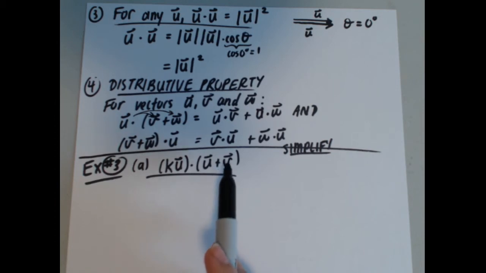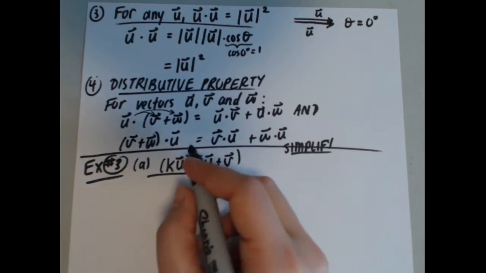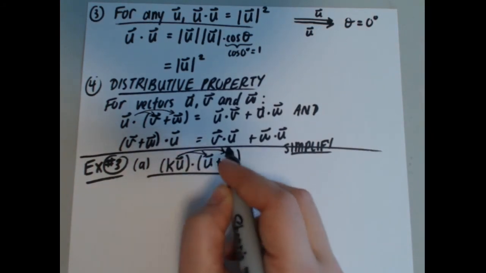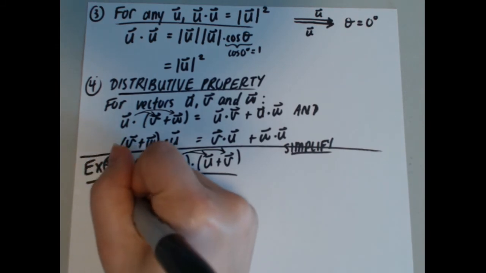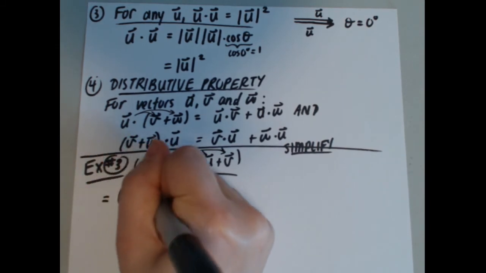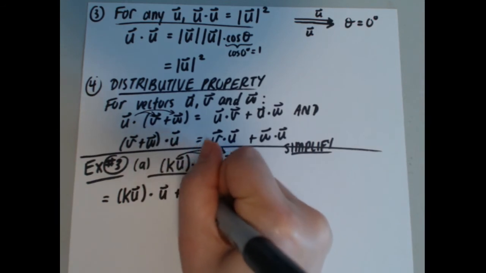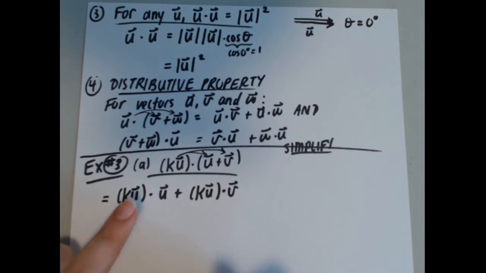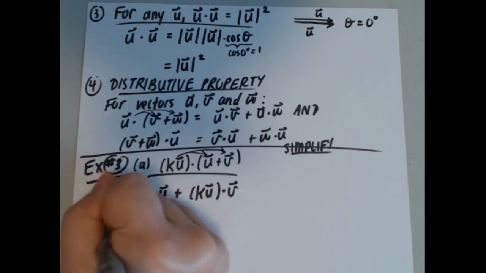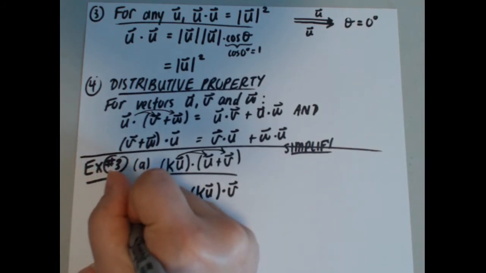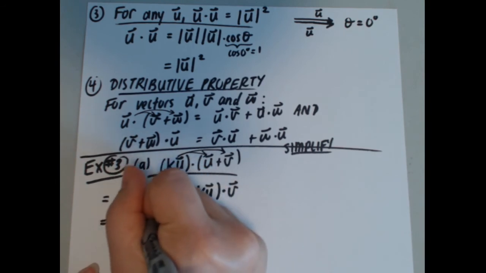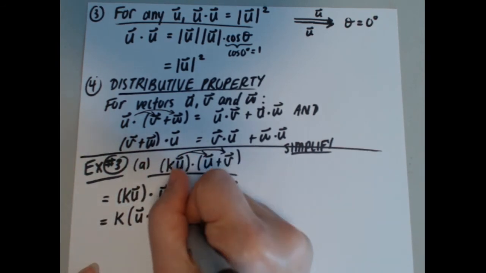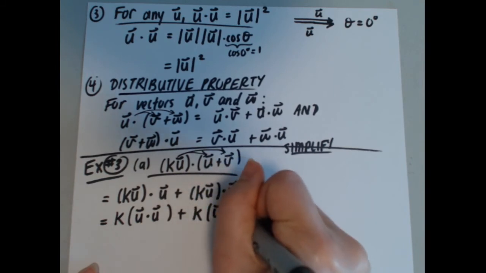Whatever format our final answer has, it should look like a scalar, or at least be interpreted as a scalar. What I'm going to use right now is the distributive property. I'm going to take this first vector and distribute it amongst the sum inside. So that becomes ku dotted with u plus ku dotted with v. Next I'm going to factor out the k. Well, it's not really factoring, but I'm going to remove it from the bracket, keeping the u's in the bracket. So that's k times u dot u plus k times u dot v.